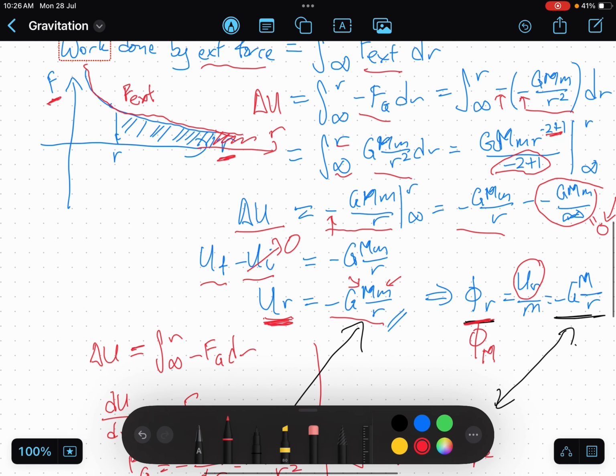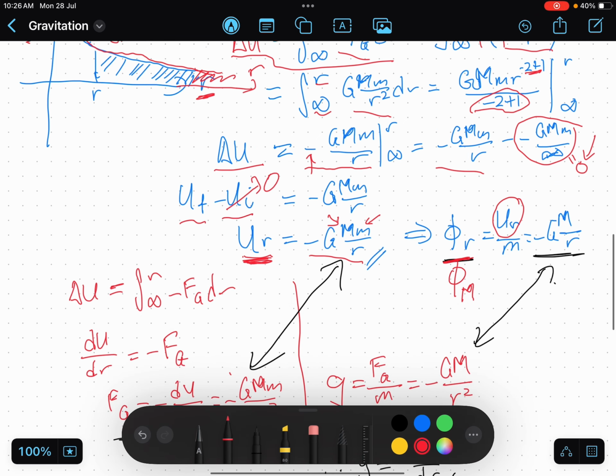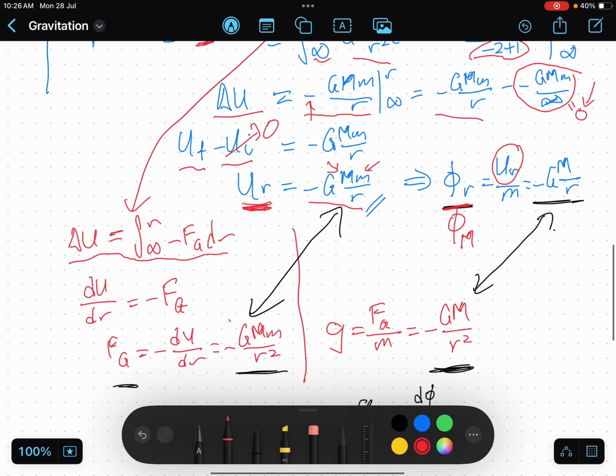Alright, remember from this part over here, we learned that delta U is actually the integral of, which is the work done by external force, in this case, because K doesn't change. So delta U is equal to the integral from infinity to R of minus Fg dr, right? I'm going to do some horrible maths here, so if you're a maths teacher, please ignore this. I'm going to change this delta U into dU, move the dr over here, and then I'll form this equation, which is dU over dr equal to minus Fg, where this is the gravitational force.